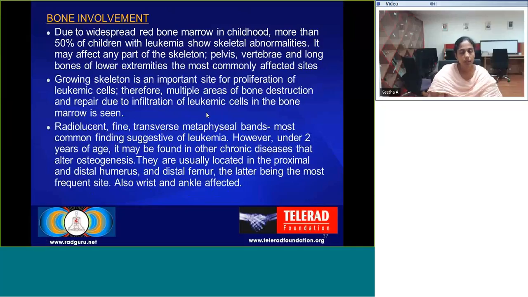Hence, multiple areas of bone destruction and repair are seen due to infiltration of leukemic cells in the bone marrow. On X-ray, radiolucent fine transverse metaphyseal bands are seen, which is the most common finding suggestive of leukemia. However, under 2 years of age, it may also be found in other chronic diseases which alter osteogenesis. These bands are usually located in the proximal and distal humerus and distal femur, the femur being the most frequent site. Also, the wrist and ankle are affected.